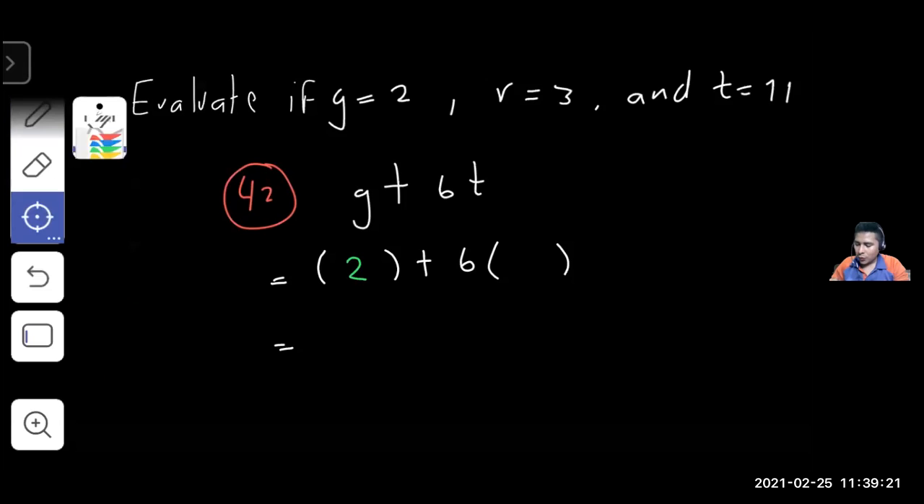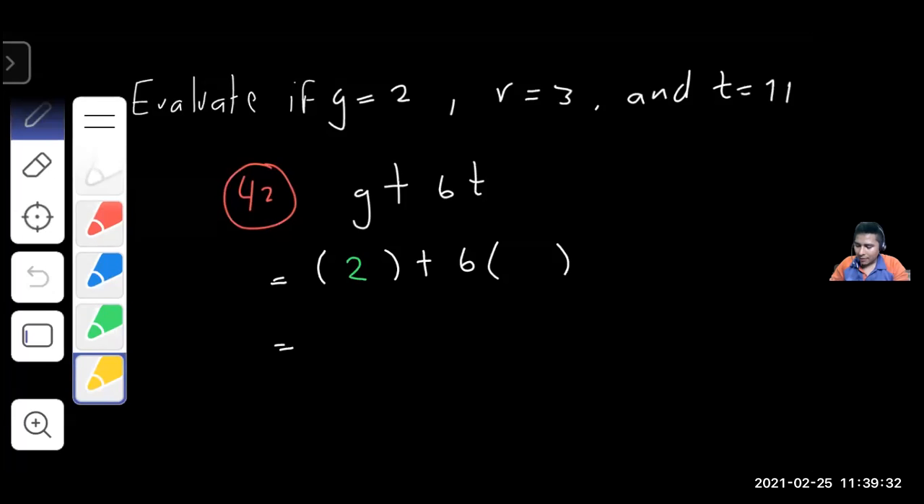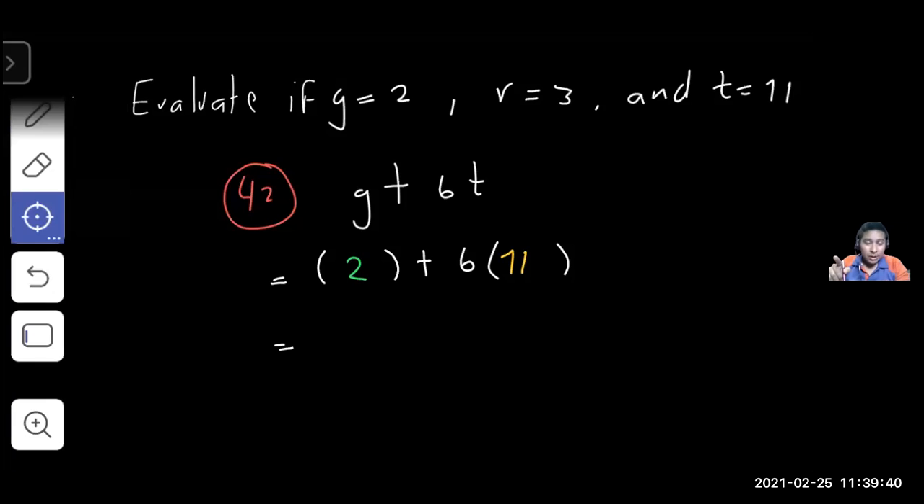And what is the value for 6? I just get it down. And t, what is t? 11. Okay, this is the value that we're going to plug in. Guys, this is just a combined operation. And how do you solve combined operations, guys? Multiplication, right? We have an addition and we have a multiplication. This parenthesis, guys, in this case is standing for a multiplication.